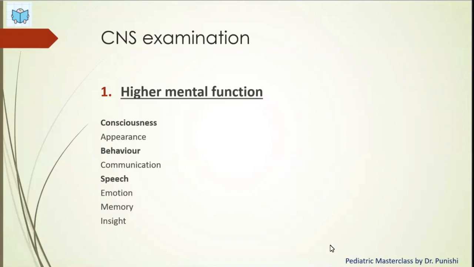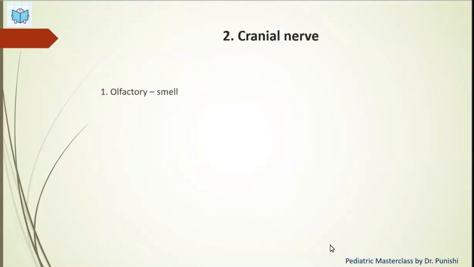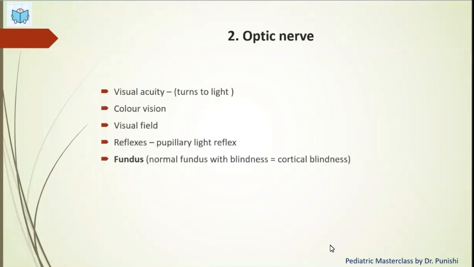Moving ahead with the cranial nerve examination, the first one being the olfactory. So you assess for smell. Again, this is a difficult, or I would say hardly ever done examination, especially in kids, because they will not be able to tell you unless it's an older child with preserved mentation. So let's move to the second nerve. When you have the optic nerve, these are the headings that you will want to evaluate. You will look for visual acuity, color vision, visual fields, reflexes, and fundus.